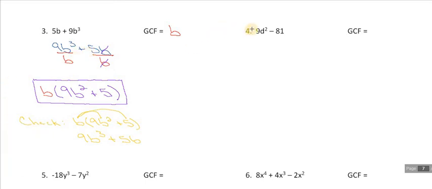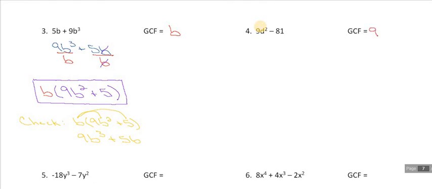Looking at number 4, 9d squared minus 81. Look at the smallest number, 9. Does it divide evenly into the other term? Well, 81 is divisible by 9. Okay, so that's good. So we've got a 9 in common. But they don't both have any variables. Okay, the first term has d squared, the other one doesn't have any, so they don't share any variables. So our GCF here is simply 9.